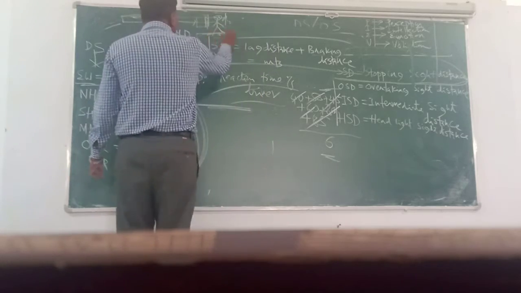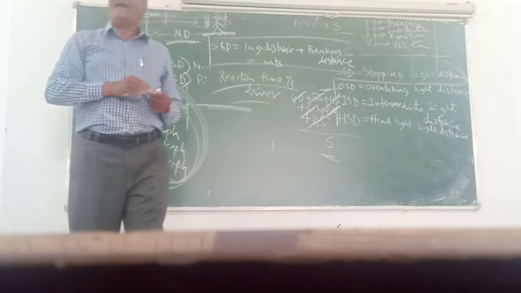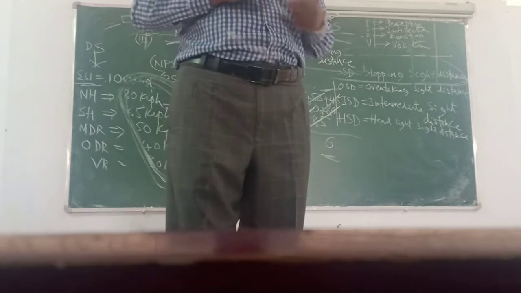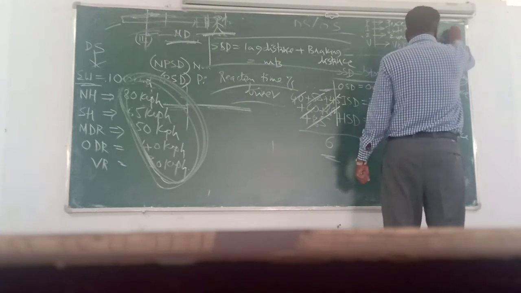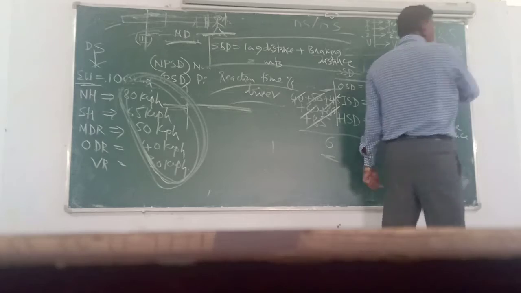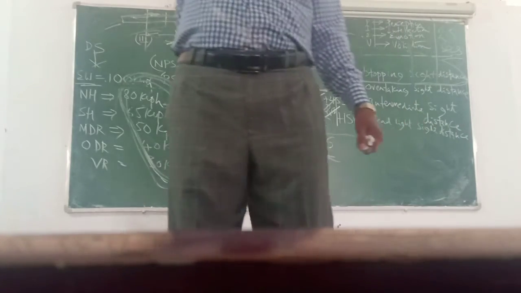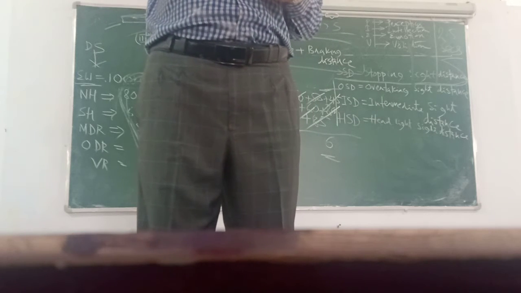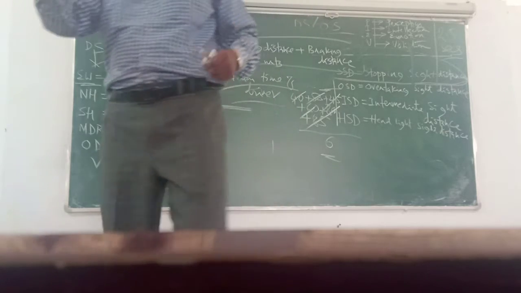If you ask me what is the total time required for him to take the decision and react, how much? As per IRC it is 2.5 seconds. As per IRC it is 2.5 seconds. Not 2.5 minutes, not 2.5 hours. If it were minutes or hours, the kid crossing the road would take a free ticket.